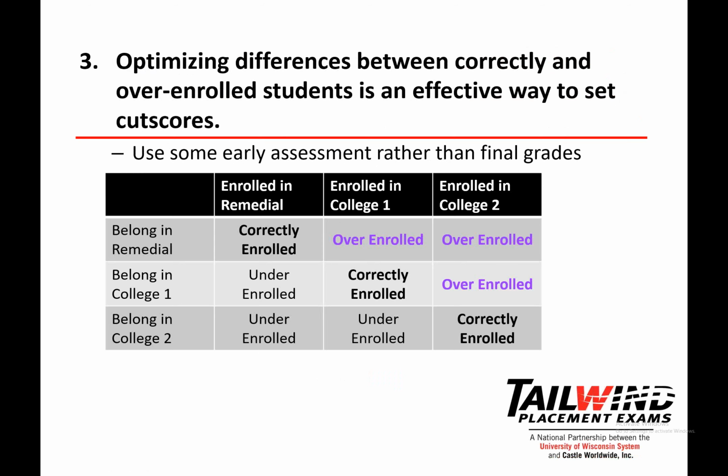We slide the cut score around, and we look at it for many potential cut scores until we find the one which results in the largest difference between these two groups of students. And the cut score that results in the largest difference is going to be your optimal cut score between those two classes.